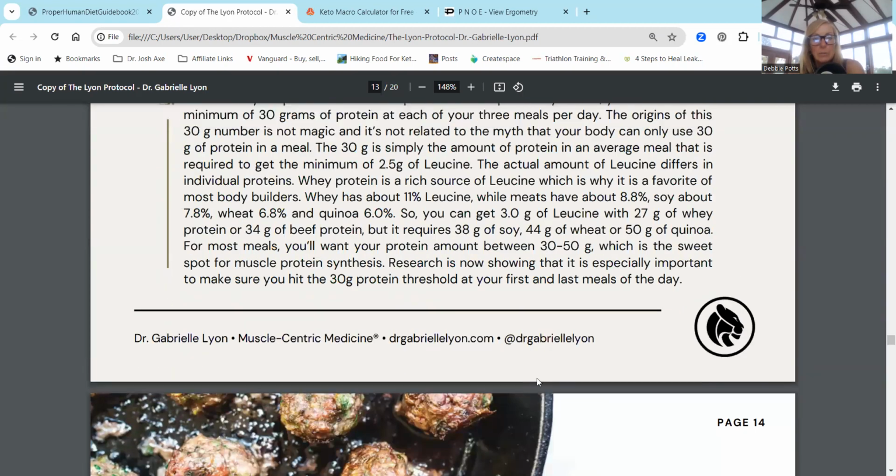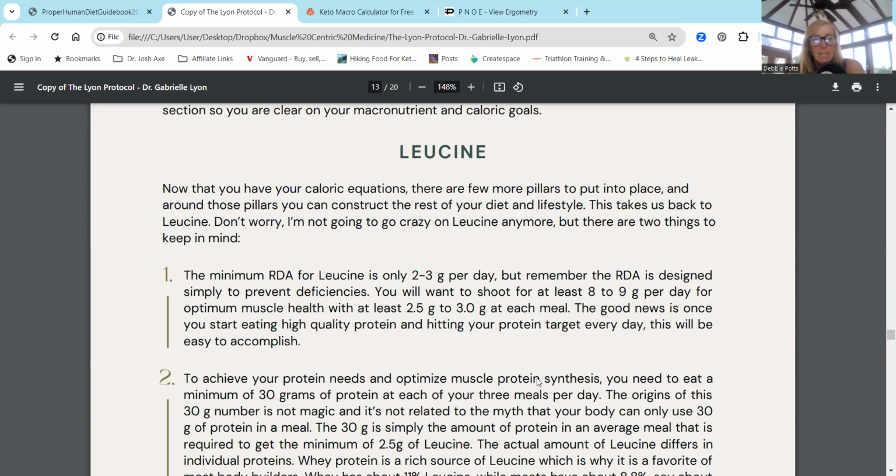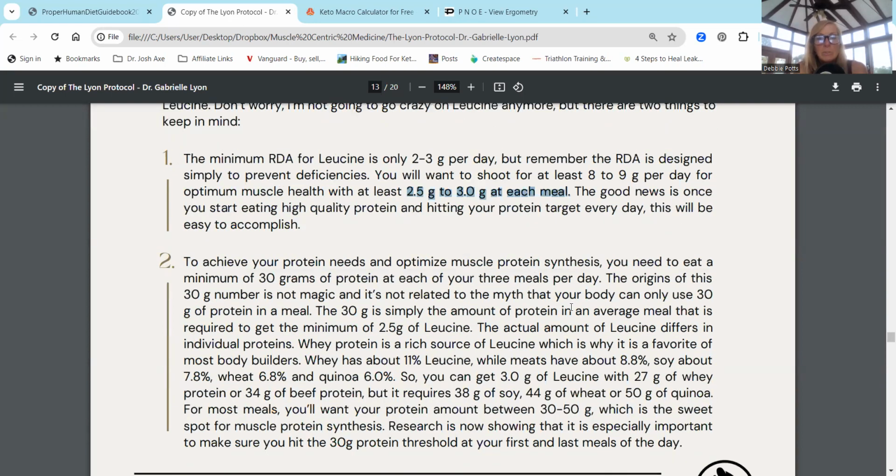You can learn more about the leucine threshold in Dr. Lyon's work, that 2.5 to 3 grams at each meal. You can read about this because this is Dr. Donald Layman's leucine threshold. This is why vegetarians and vegans may have a harder time hitting that goal to get muscle protein synthesis. We need that leucine threshold. So to achieve your protein needs and optimize muscle protein synthesis, you need to get a minimum of 30 grams, and the high end is 50, is what most people say, at each meal.